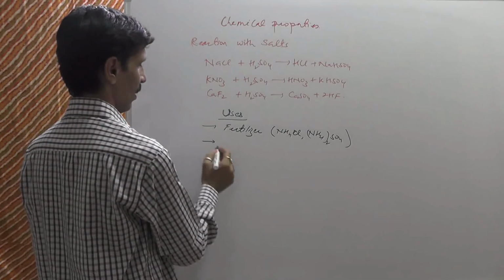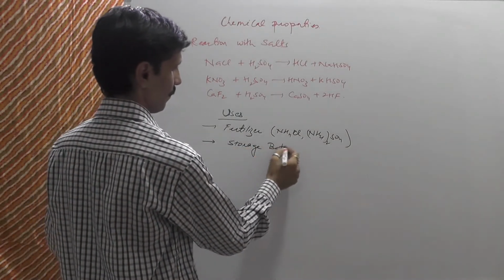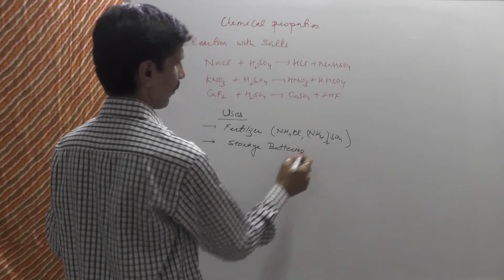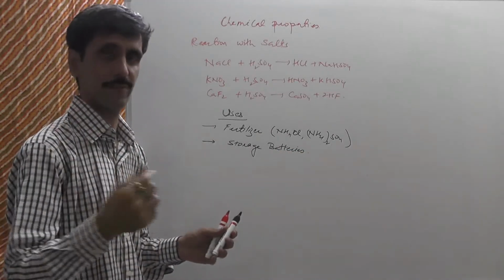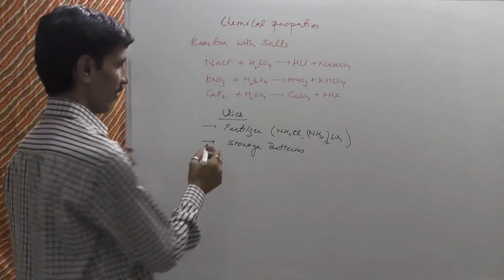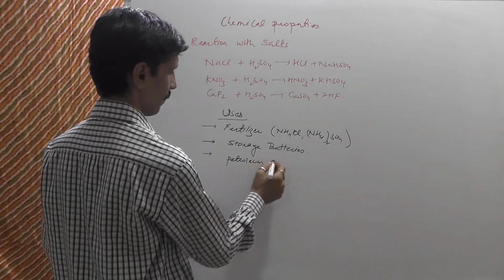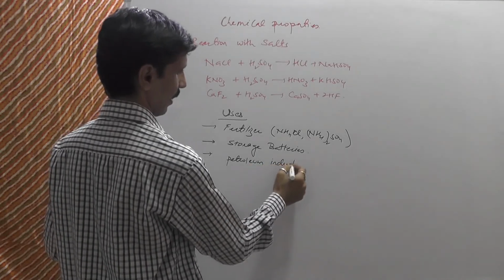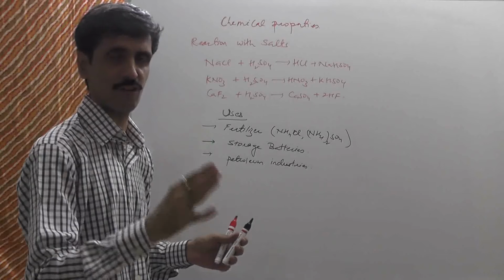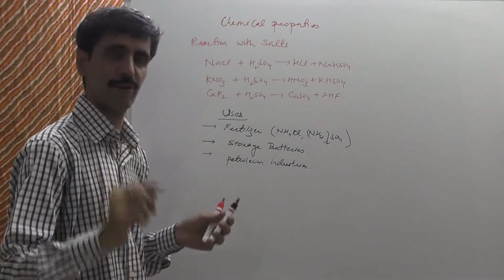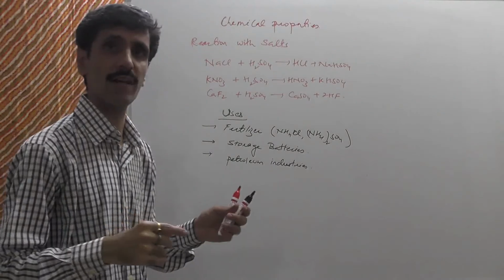Next one is, they are used in storage batteries. Okay, they are reversible batteries, so they can be charged as well as discharged. Okay, and therefore the efficiency increases. Next one is, they are used in the petroleum industries, in the refining process. Petroleum has been made up of various fractions corresponding to various temperatures. So sulfuric acid has a role to play in that, to separate all those different fractions depending on temperature.